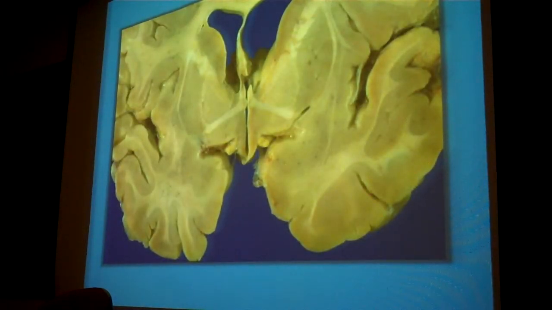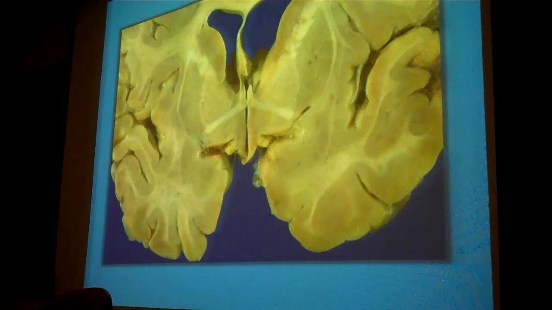This is a coronal section. Now we're slicing it from top to bottom. Here's that internal capsule again. You can see the fibers heading down toward the brainstem. Here's the ventricles. Here's the septum pellucidum. There's the fornix. The thalamus is on either side of the third ventricle here.